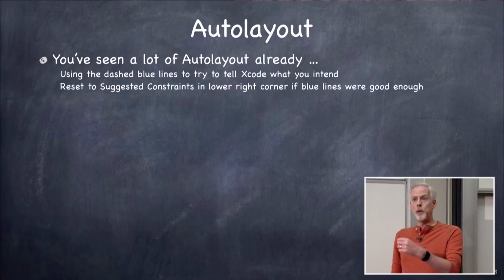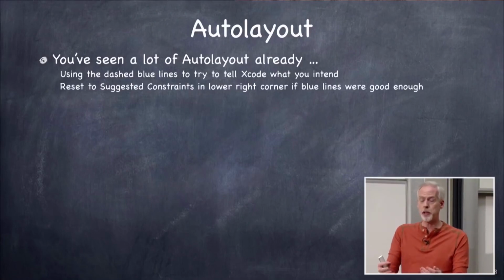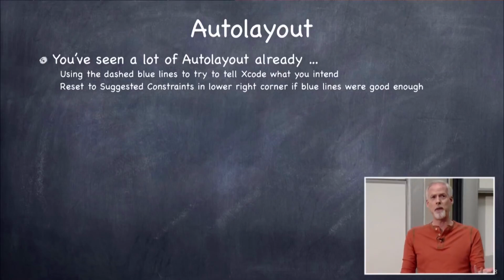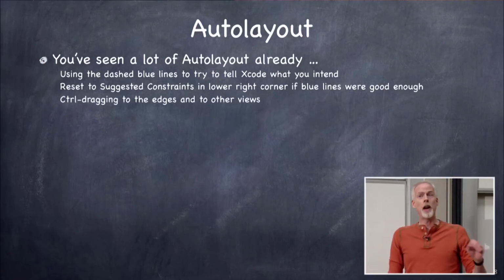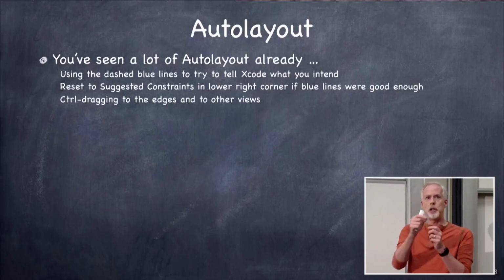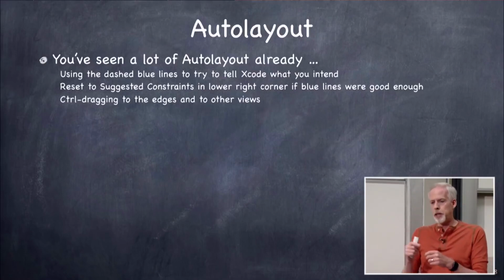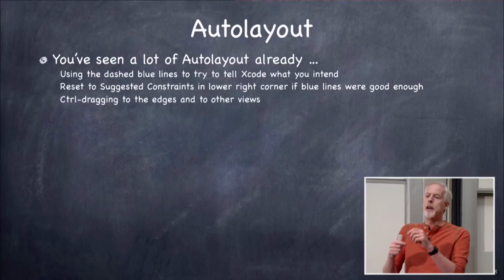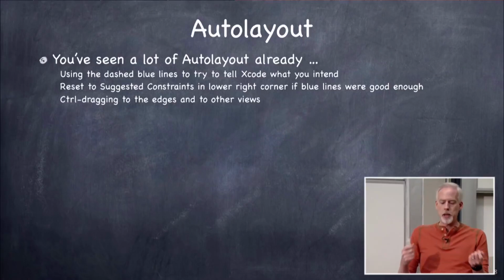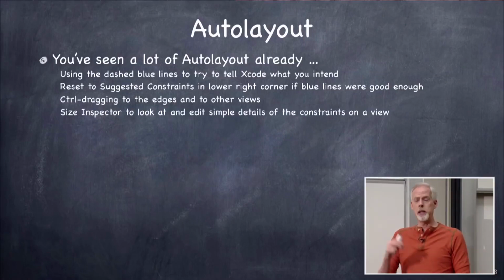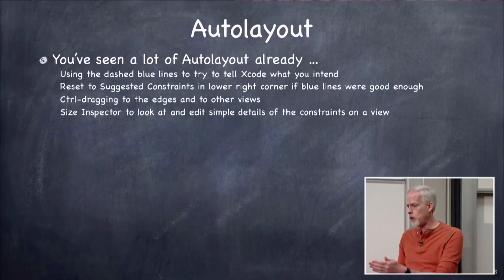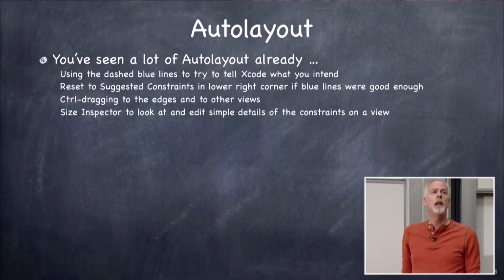And then we can do reset to suggested constraints, remember, in the lower right corner, which will try to make constraints that make the blue lines make sense, but we know it doesn't really work more than about 50% of the time. So then we learned how to control drag to the edges or to other views, and then set the widths or aspect ratio or the edges to be the same or whatever. We know that we can go to the size inspector and look at all the constraints that are constraining a certain view just by clicking on the view, looking in the size inspector.